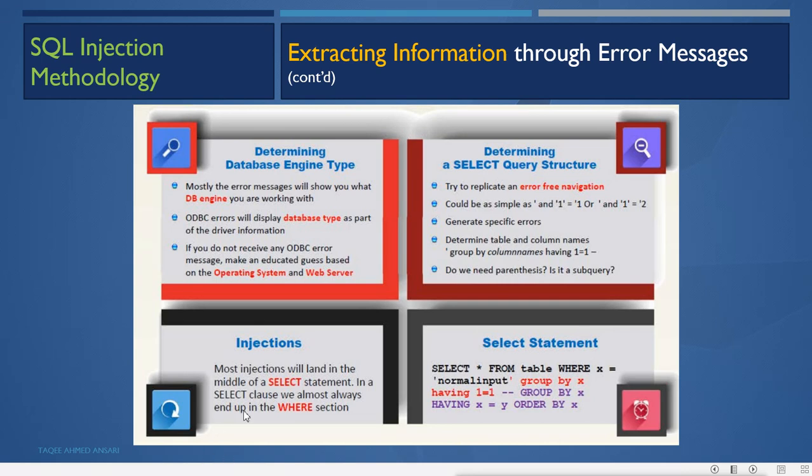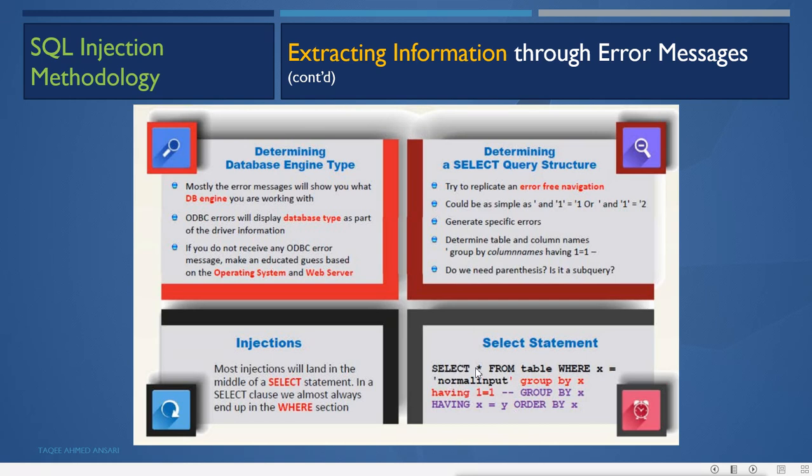Now injection. Most injection will land in the middle of this select statement, and in a select clause we almost always end up in the where section. So whenever you put any SQL injection query, it will end up in the select statement. Select statement is mostly used to get the data from the database or from the table. So when the attacker tries to insert the SQL injection queries, it will be added into that query. That query is already there, designed in the application, and whatever input the attacker sends, it will be inserted into that select statement.